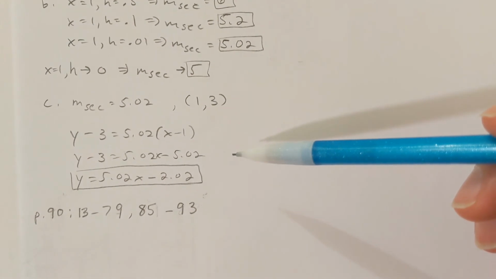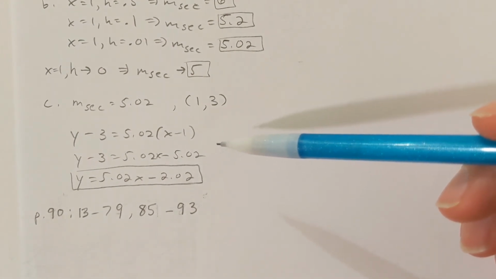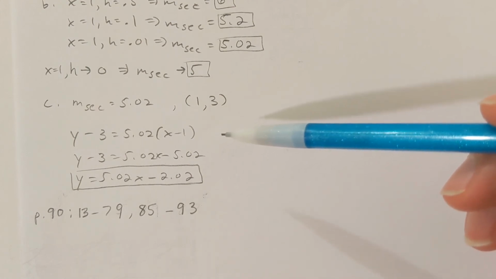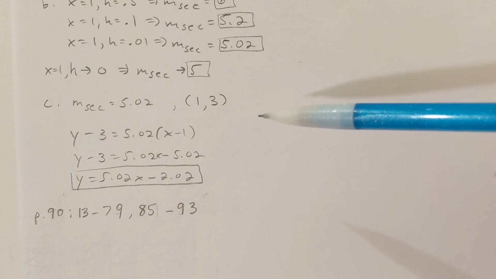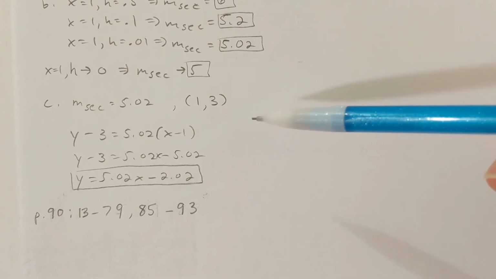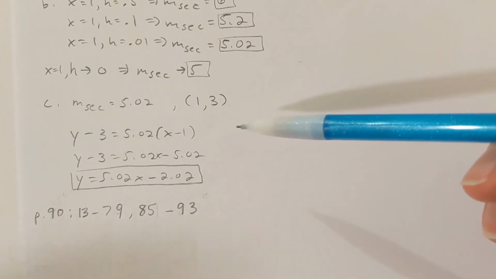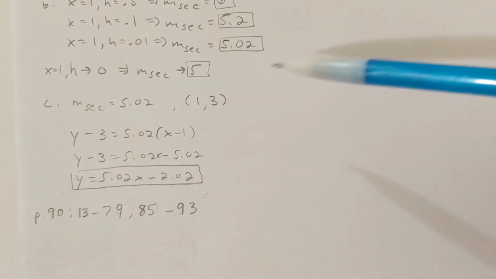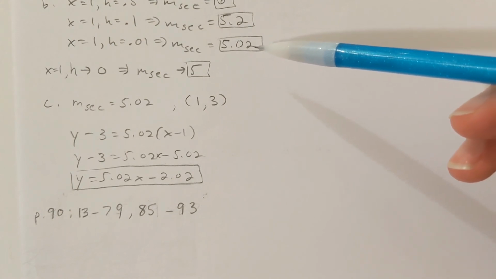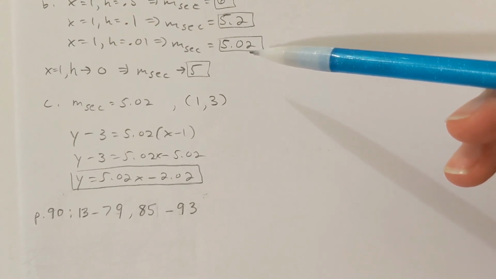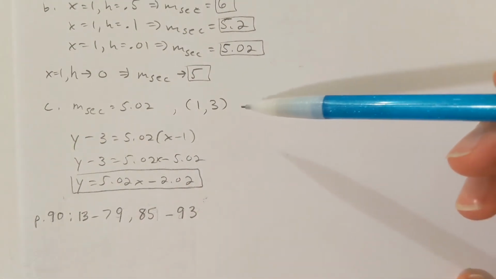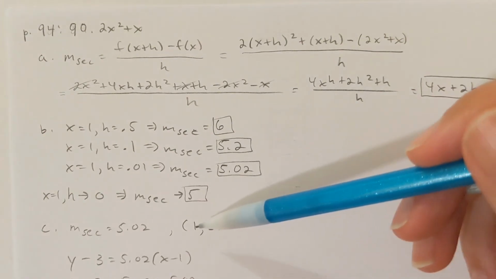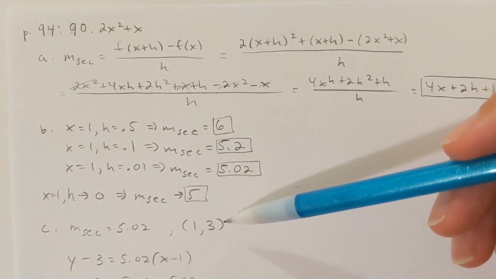So in part C, find the equation for the secant line when x is 1 and h is 0.01. When x is 1 and h is 0.01, we get the slope of the secant line is 5.02. And when x is 1, let's see here, 2 plus 1 is 3. So 1, 3 is on the graph.